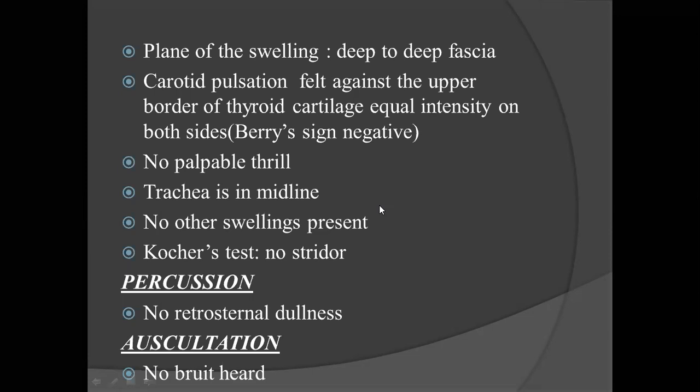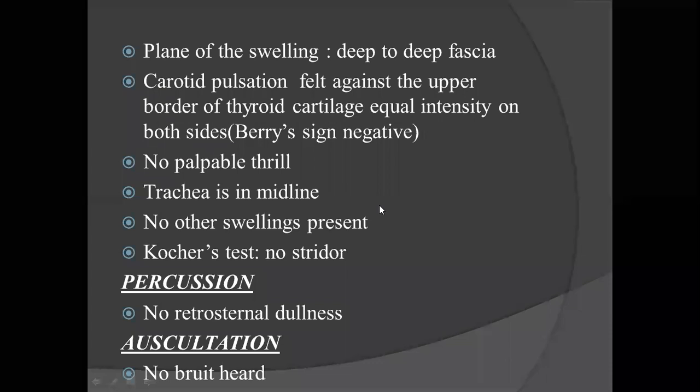Okay. Next is the Kocher's test. You keep both hands on both lobes, one on each side, and gently squeeze. If the patient develops stridor, that means Kocher's test is positive. What does Kocher's test indicate? It presses on the trachea. No. All the things are on the trachea.